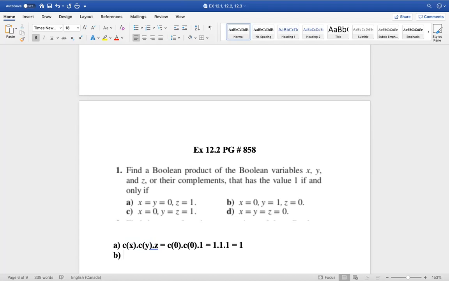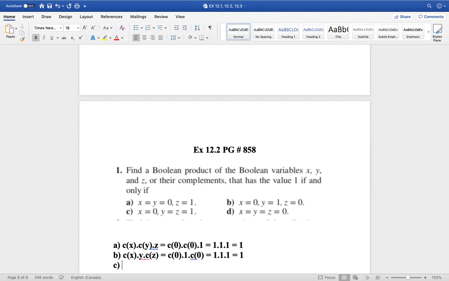Let's do part B. We have x equals 0, y equals 1, and z equals 0. We have to find such a Boolean product for which the answer evaluates to 1. Okay, so this will be x complement dot y dot complement of z. All right, basically wherever it's 0, we are taking its complement. All right, so we have complement of 0 dot 1 dot complement of 0. Okay, so 1 dot 1 dot 1 equals 1.